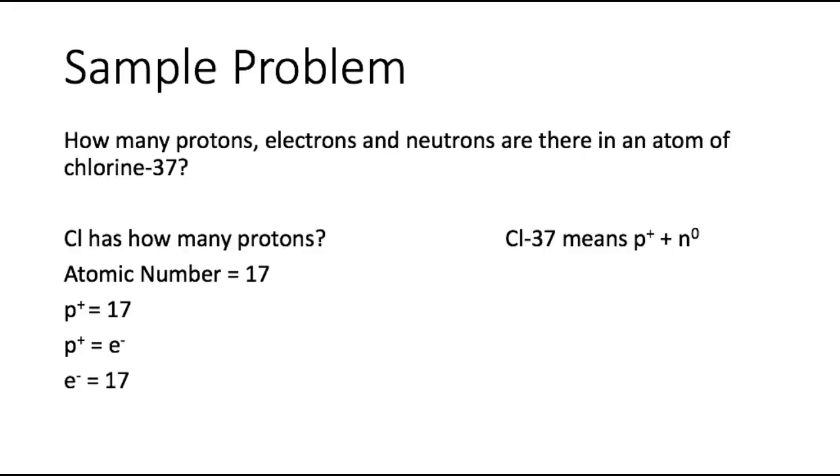Because my isotope is chlorine-37, that means that 37 is the sum of my protons and my neutrons. So to find my number of neutrons, I take my mass of 37, I subtract the number of protons, which is 17, and I get a total of 20 neutrons.